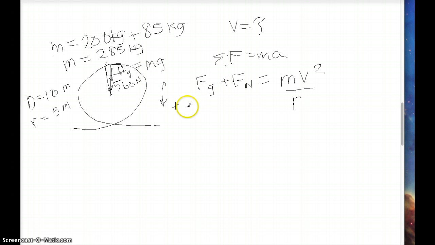This force of gravity is mass times 9.8, and the combined mass of the bike is 285 times 9.8, plus the normal force, which is given as 560. And that's all equal to the mass of the object that's going around a circle, so it's 285, times v squared over the radius. Velocity we're looking for, and the radius. Remember, the radius here, when we're looking at centripetal acceleration, is the distance between the object and the center of the circle. In this case, it's 5 meters.